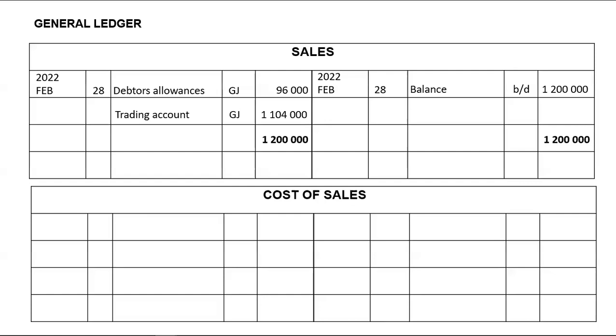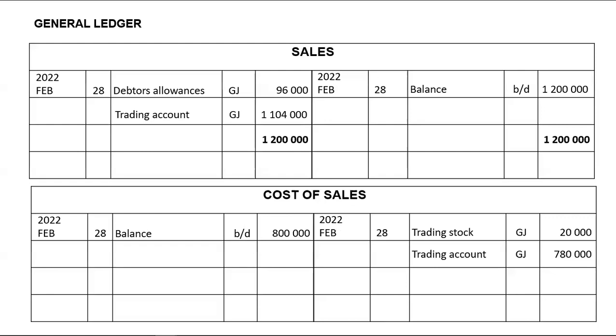Cost of sales is an expense account, so it will increase on the debit side and decrease on the credit side. It increases at cost price. The balance that was given to you in the trial balance was 800,000. But that 800,000 will be reduced by the cost price of goods that were returned, and that will be 20,000. The balancing figure will also be closed off against trading account. And the balancing figure will be 780,000.